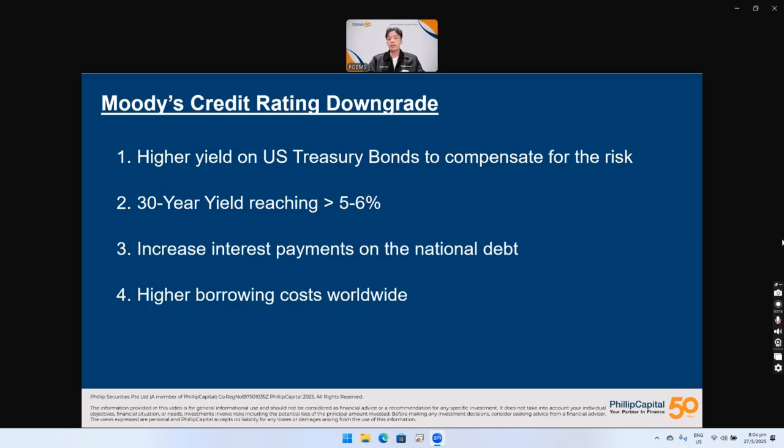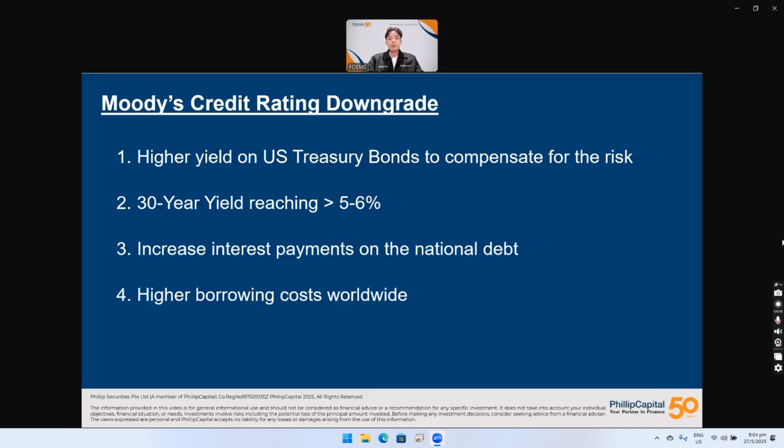Basically, with this credit rating downgrade, there will be higher yields expected on US Treasury bonds to compensate for the risk. We can see that the 30-year yield is going to reach 5 to 6% in the near future. What that means is that if you're buying Treasury bonds 30 years out, the yield is about 5% right now. It means that in future, if you want to get a mortgage loan, it's going to be so expensive. No one wants to take up a loan to buy a house, which will in turn lower the housing purchasing rate. But I'll leave it to the next slide.